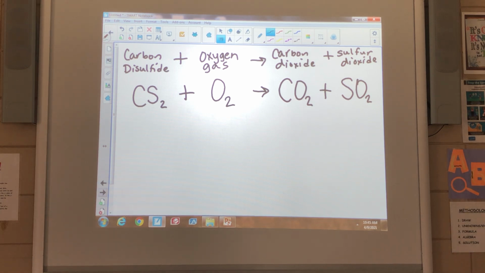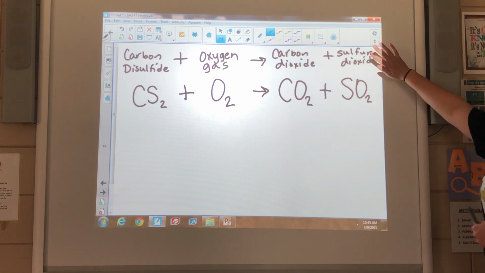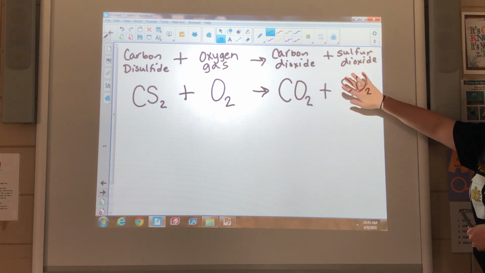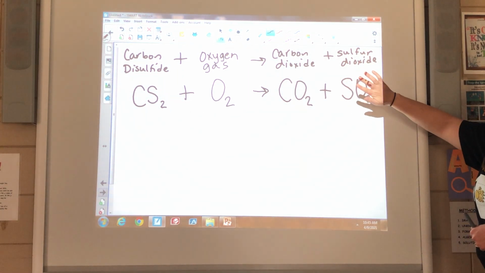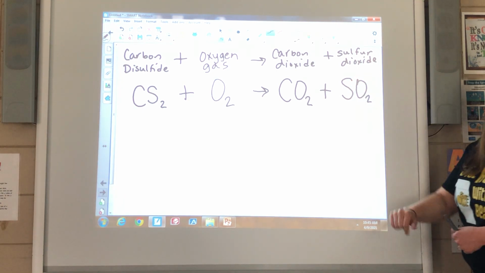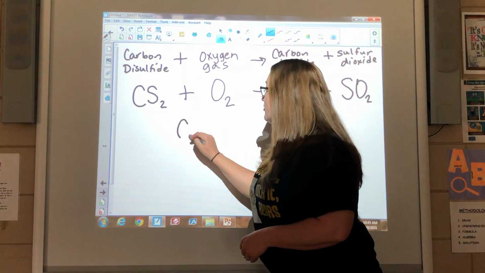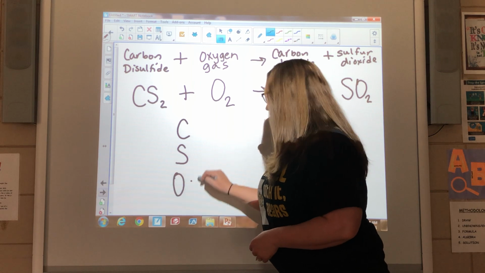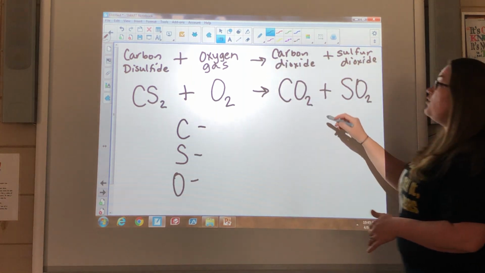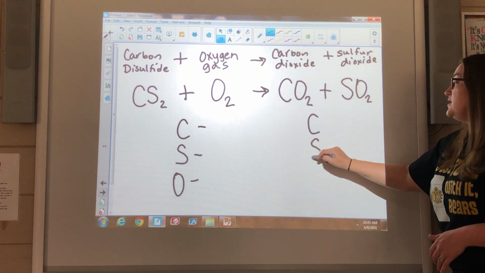Alright, so I've got three elements. I've got my word equation, I've got my skeleton equation, and so now I've got to go from skeleton to balanced. So I'm going to list my three elements, C, S, O, and I'm going to list them in the same order over here so it's easy to compare. C, S, O.